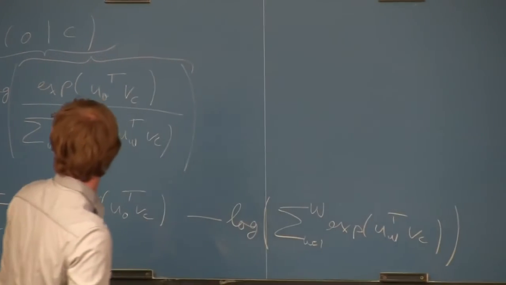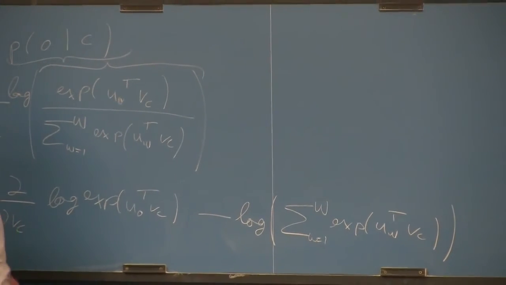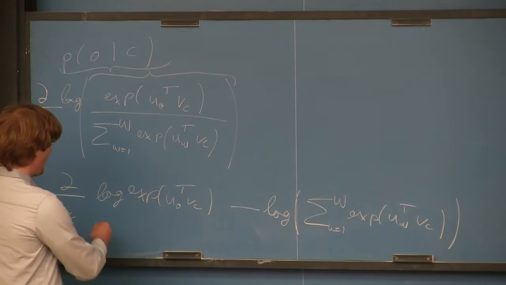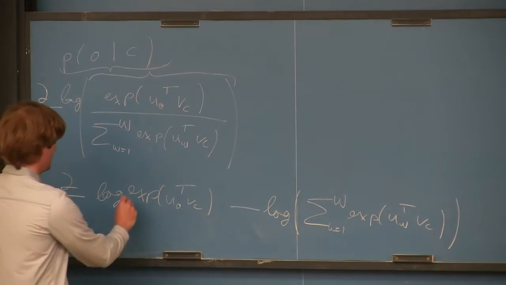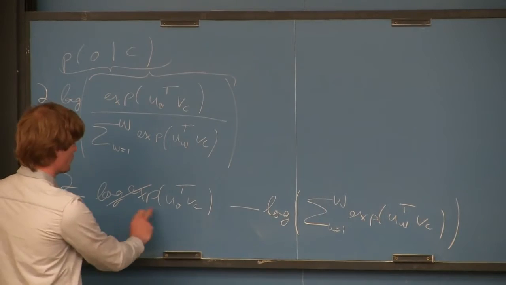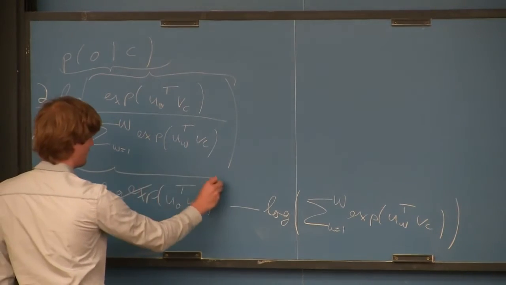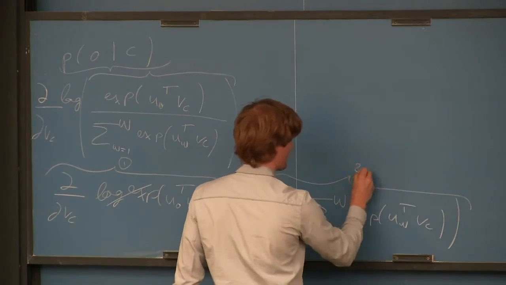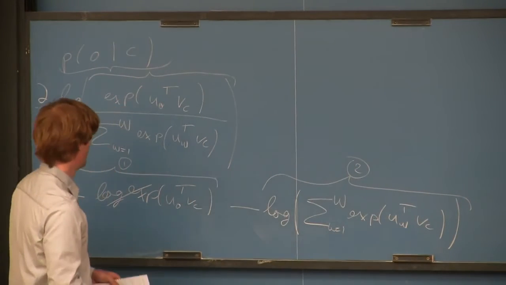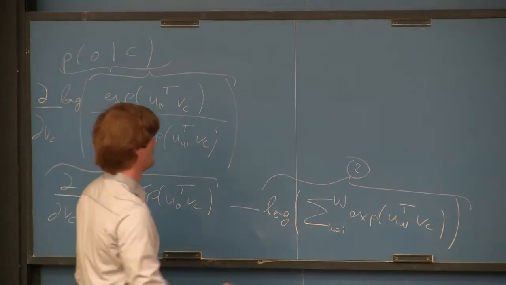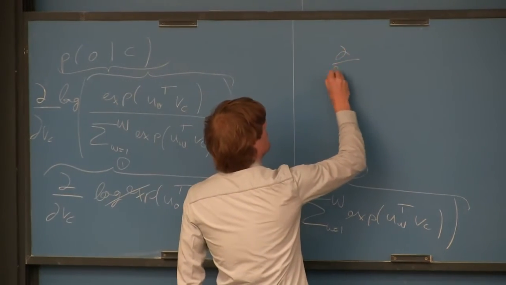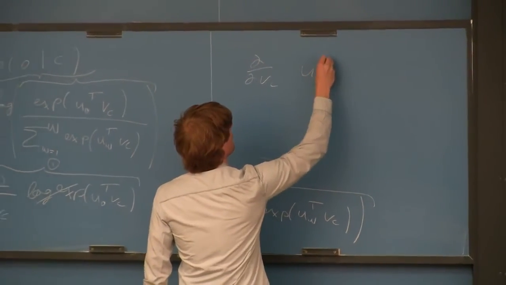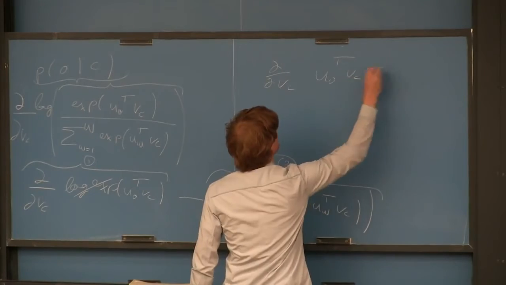All right, now we know that the derivative of a sum is the sum of the derivatives. And we also know that the log and the exponent cancel each other out. So let's define this as 1 and this here without the minus as 2. So now let's take the derivative of simply 1. And this is the lowest we can go: u_o transposed v_c. So what's the derivative of that?